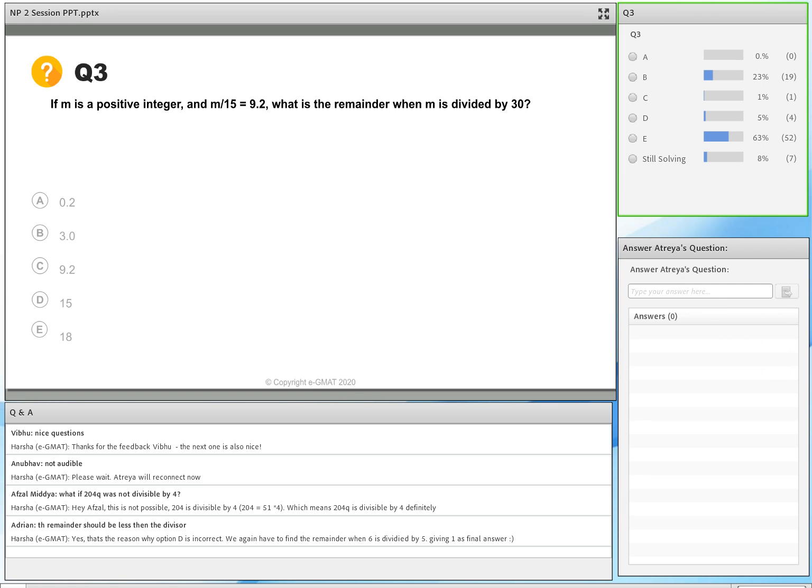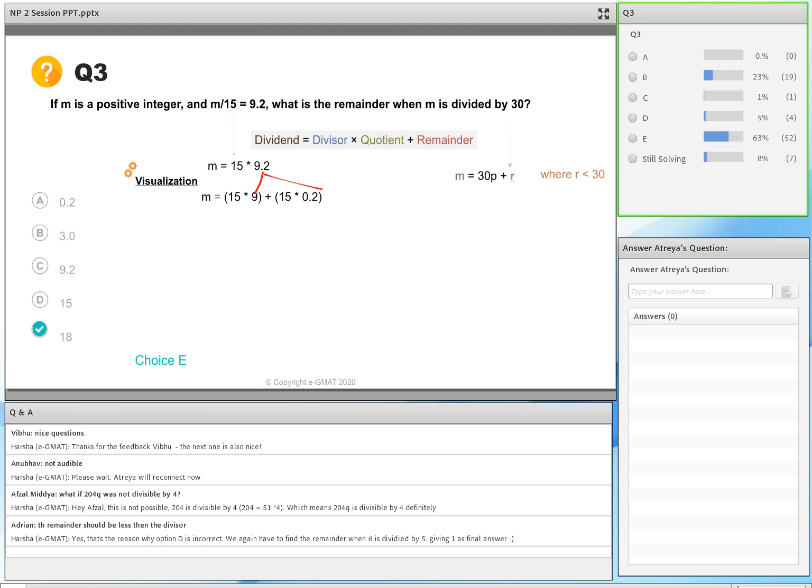So here in this question, it is given that M by 15 is equal to 9.2. So what is the value of M? The value of M is equal to 9.2 times 15. I have to find out the remainder when M is divided by 30. So I'll use the same process. I'll divide 9.2 into two parts. One is 9, the other is 0.2. I need to write M in terms of 30p plus R, where R is less than 30, right?